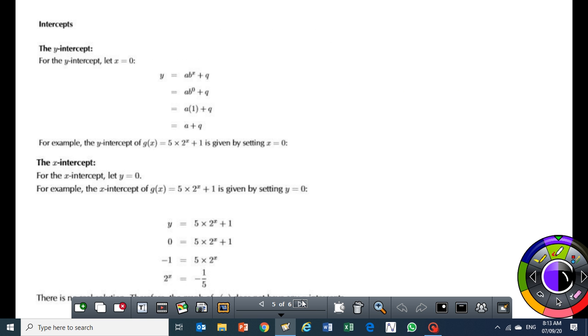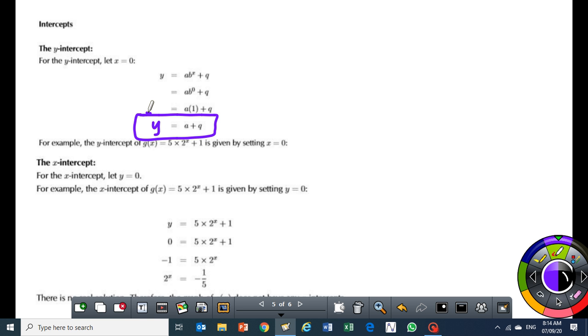Then your intercept. You have a y-intercept. To get it, you substitute x equal to 0. When you simplify, your y-intercept is always y equal to a plus q. The y-intercept is always equal to a plus q. That's your y-intercept.